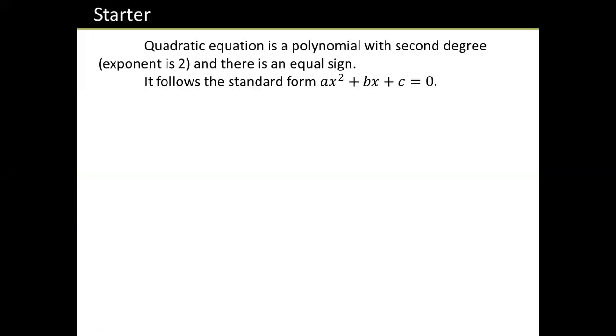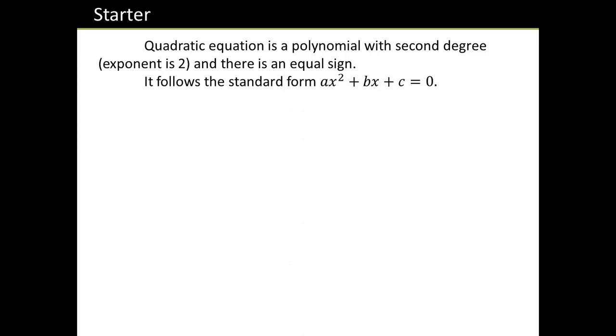For us to know what really a quadratic equation is, take note. Please read what a quadratic equation is. I start with you, Grace. All right, Grace, please read. What is a quadratic equation? Quadratic equation is a polynomial with second degree, exponent is 2, and there is an equal sign. It follows the standard form ax squared plus bx plus c equals 0.